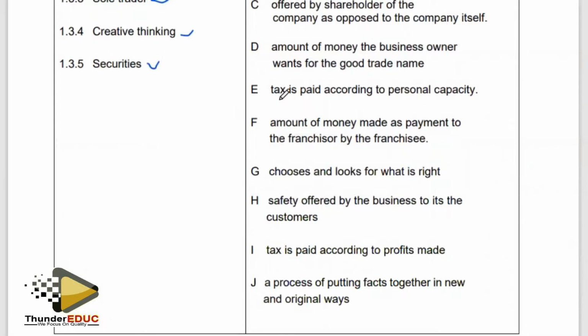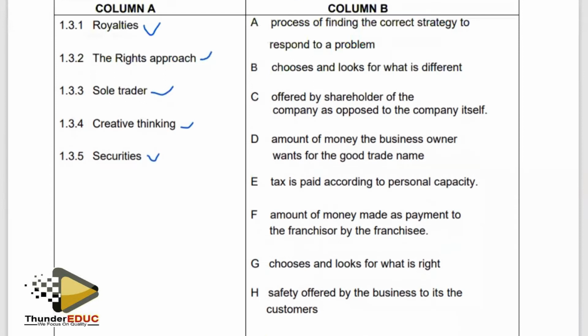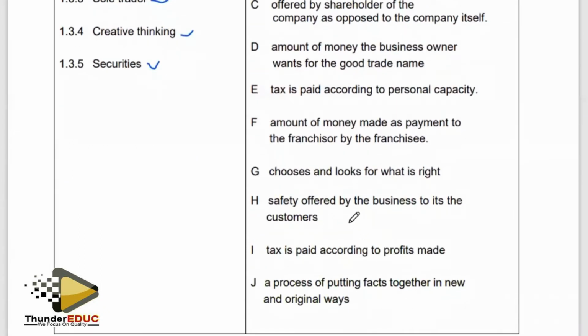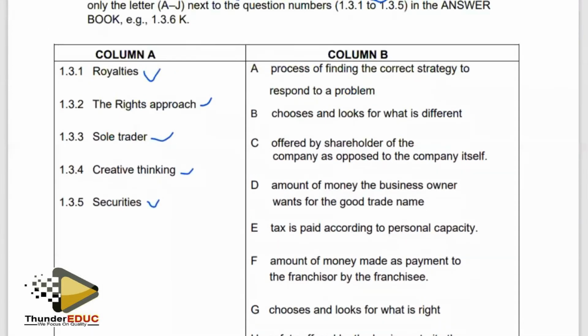Yes. For example, look at it. A tax is paid according to personal capacity. Tax is paid according to personal what? Capacity. Yes. Then you try to understand what it is. Let's go to another description. F, amount of money made as a payment to the franchisor by the franchisee. Okay. Then we shall come to see what they are trying to mean. Yes, there are some payments here. Example, royalties. Which other payment is here? It's not there. Then therefore, we may think about this.